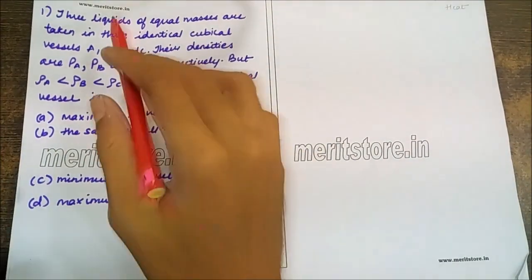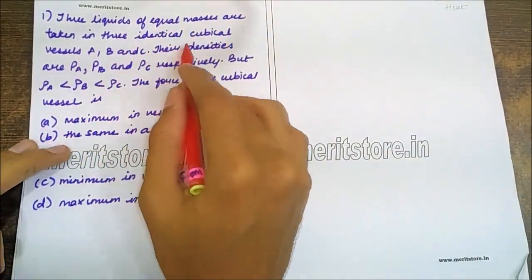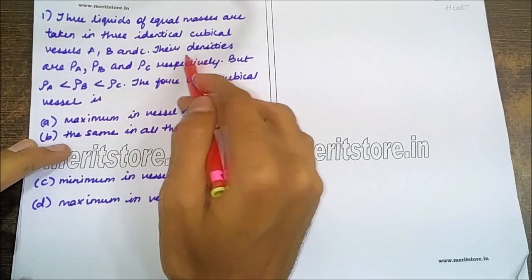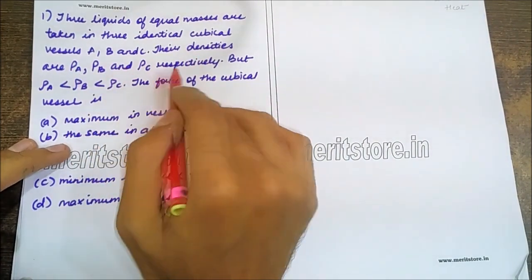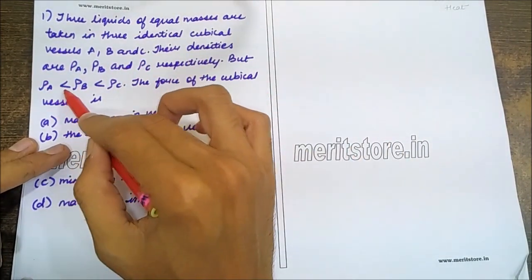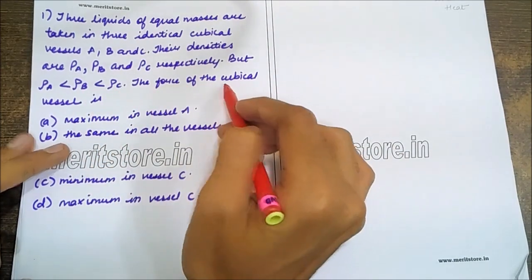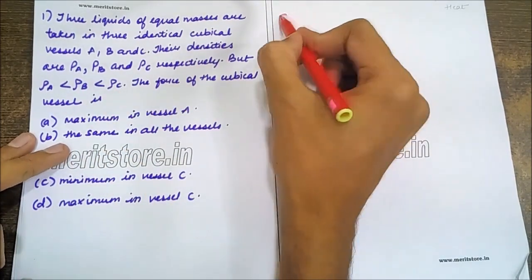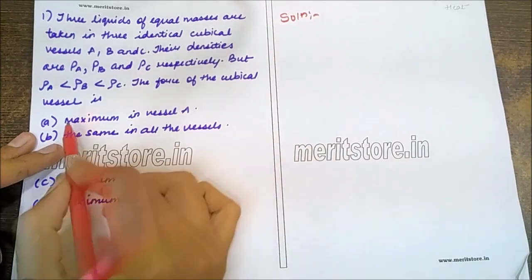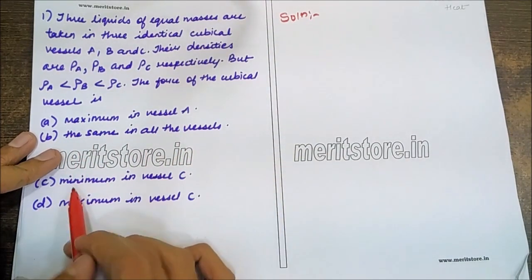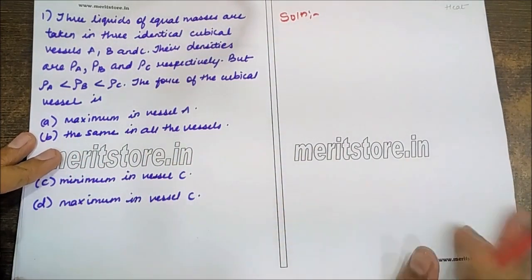Three liquids of equal masses are taken in three identical cubical vessels A, B, and C. The densities are rho A, rho B, and rho C respectively, but rho A is less than rho B is less than rho C. The force on the base of the cubical vessel is: maximum in vessel A, same in all the three vessels, minimum in vessel C, or maximum in vessel C.